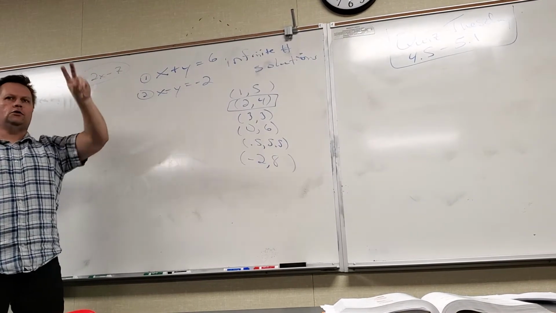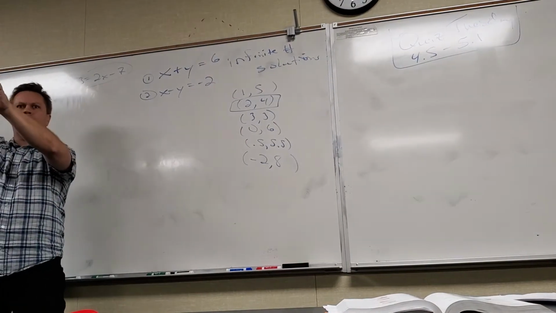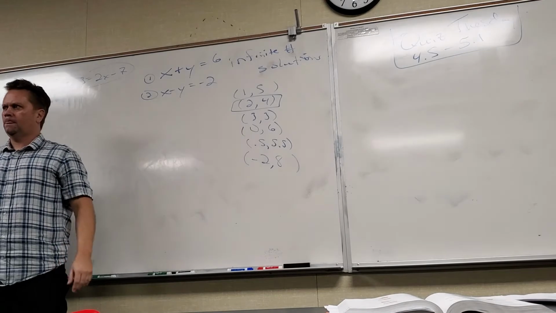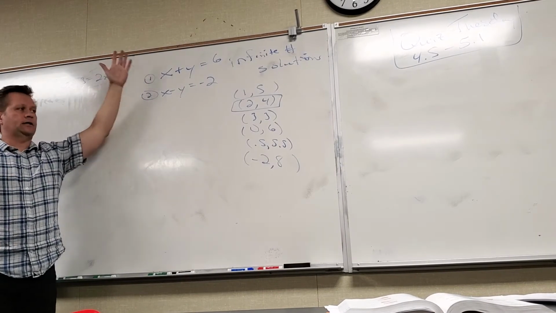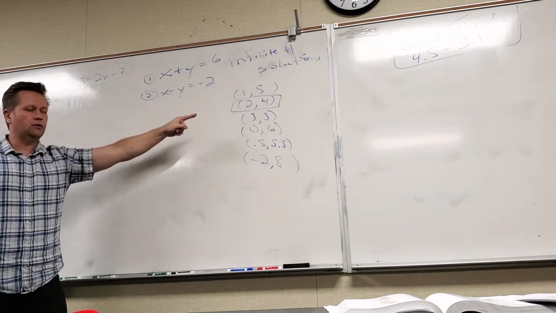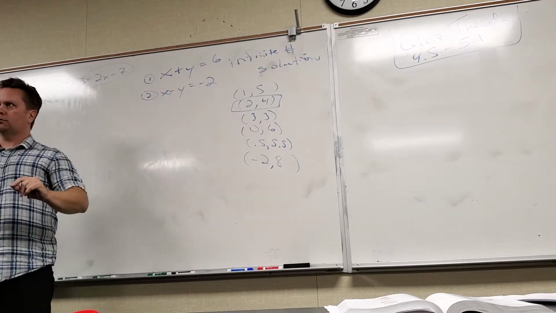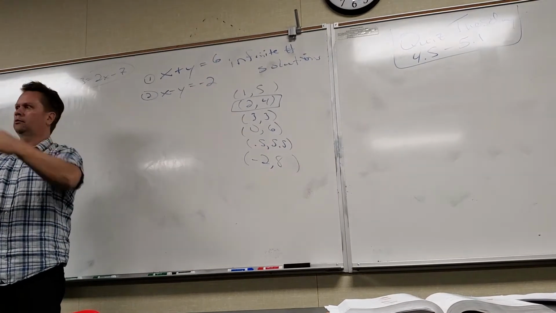When I have two things I don't know, I must be given two separate pieces of information. So here's one piece. They add to be 6, and I'm like, well, that could be anything. And then, oh yeah, but they subtract to be -2. Okay, I know exactly what it is now because the amount of information I have matches what I don't know.